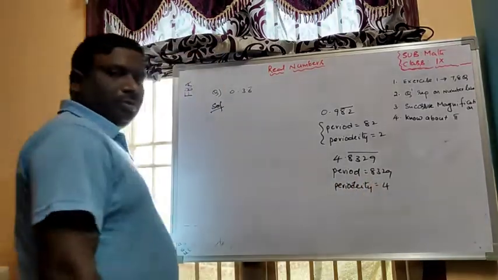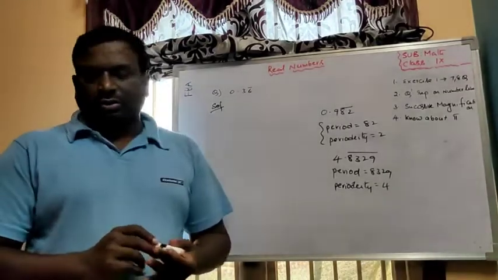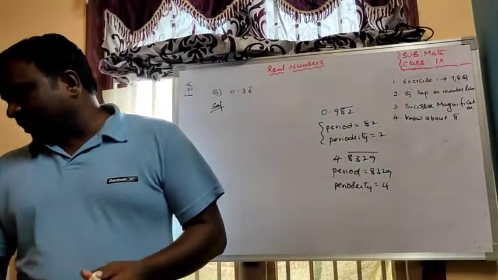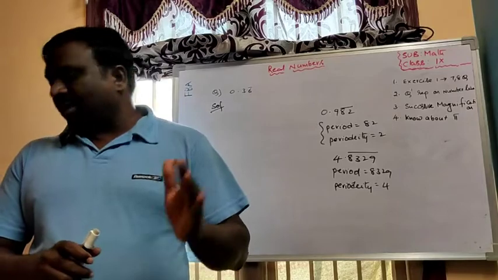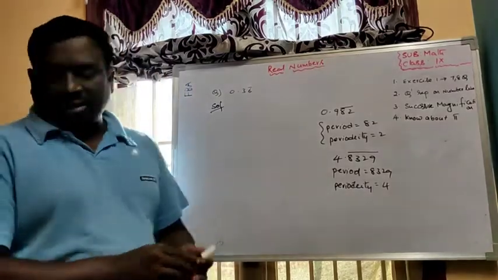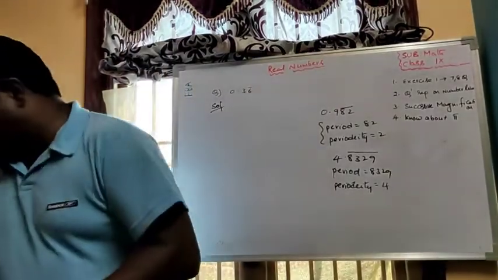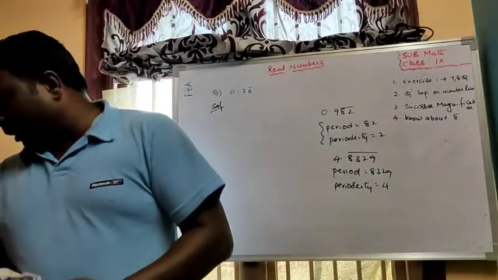Periodicity is 4. So when you are doing a mixed recurring decimal, subtract the number formed by the non-recurring digits. So what are the non-recurring digits here?